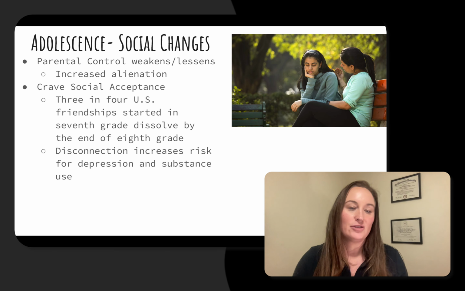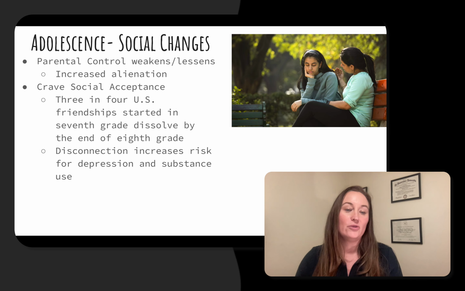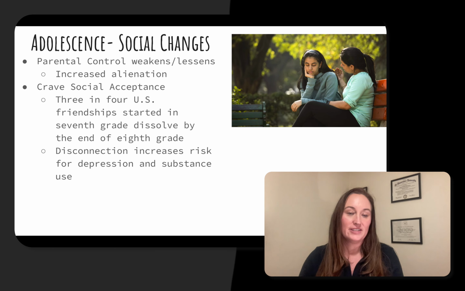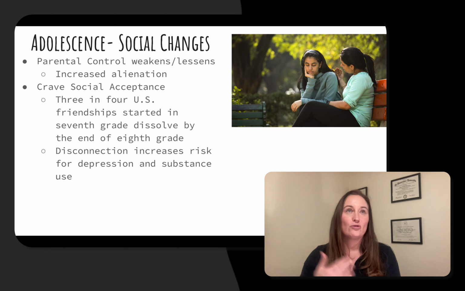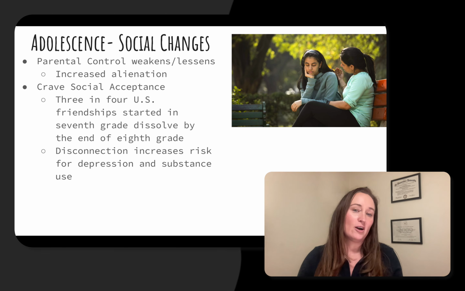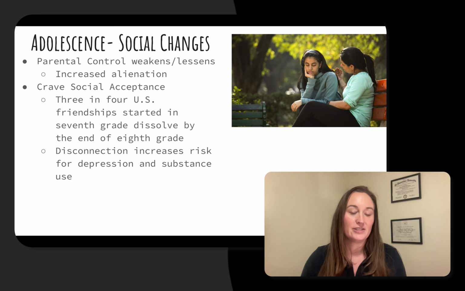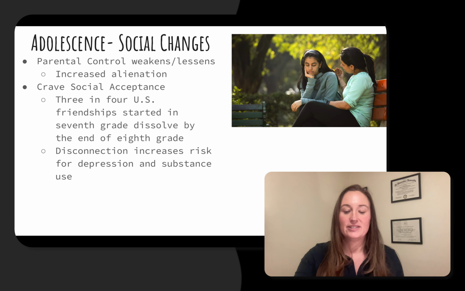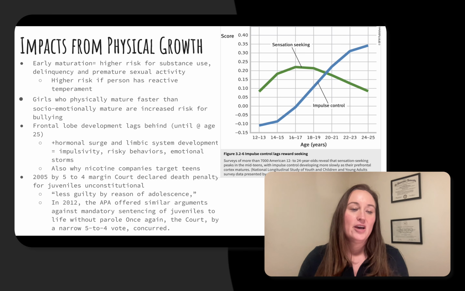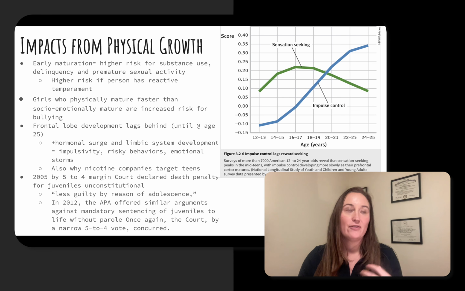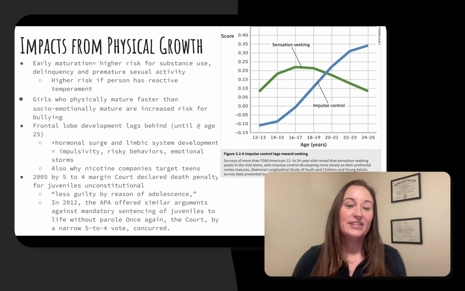And one stat that was interesting from the textbook says 3 in 4 U.S. friendships that started in 7th grade dissolve by the end of 8th grade. So it's really showing that it's a tumultuous time, and that craving for social acceptance can be a really hard path, as a lot of those friendships aren't very stable, and that disconnection socially can increase a risk for depression and substance use.